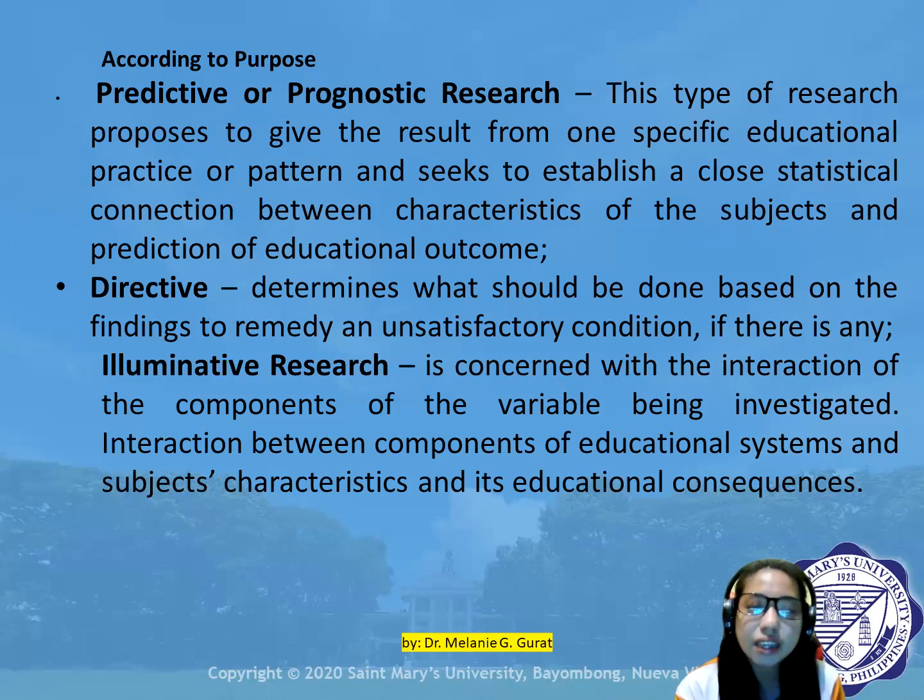So, if it is predictive or prognostic research, this type of research proposes to give the result from one specific educational practice or pattern, and it seeks to establish a close statistical connection between the characteristics of the subjects and predictions of educational outcome. For a directive research, it determines what should be done based on the findings to remedy an unsatisfactory condition if there is any.